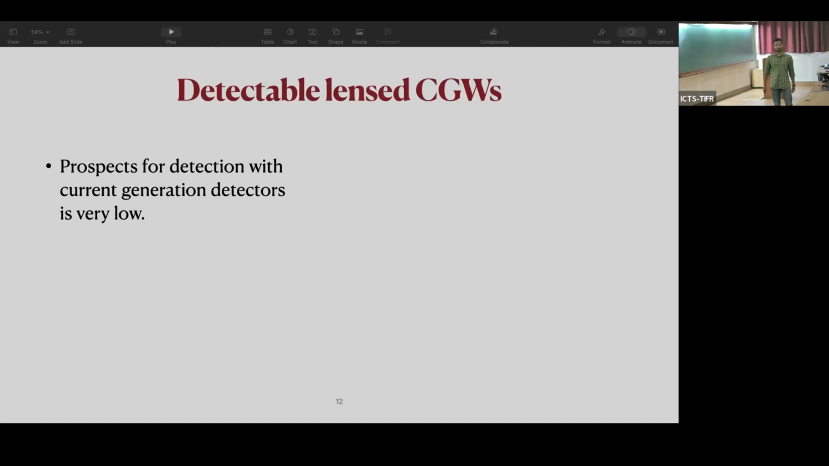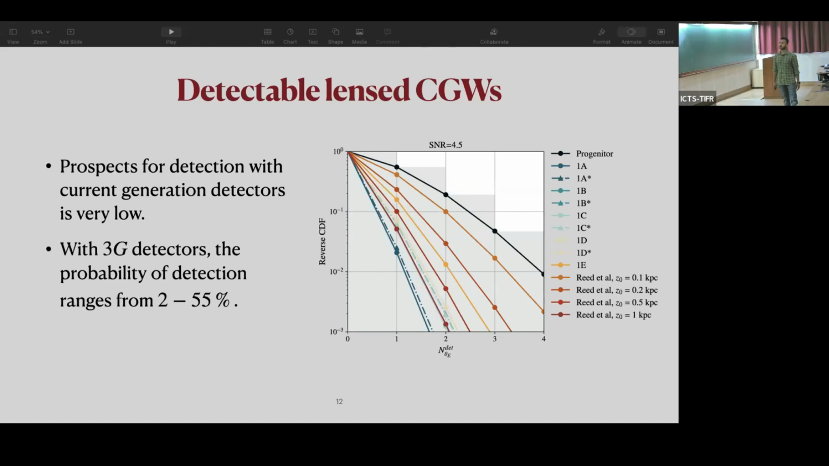As I pointed out earlier, the prospects for detection with the current generation are very low. However, if you read off this plot, with 3G detectors the probability of detection is 2 to 55%. So it's non-trivial. For a realistic SNR threshold, it would be at most 1% for the current generation and reduce to 45% for 3G. I threw some details of the SNR threshold under the rug, but this is what the numbers look like: 1% and 45%. So this is a much richer prospect in future observing runs.